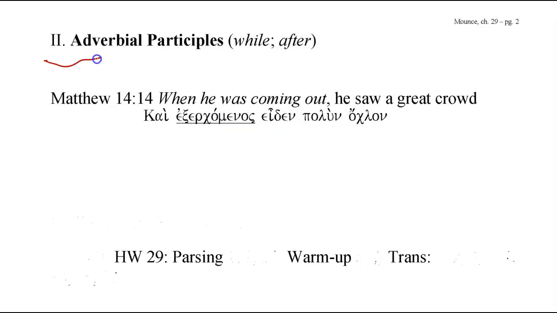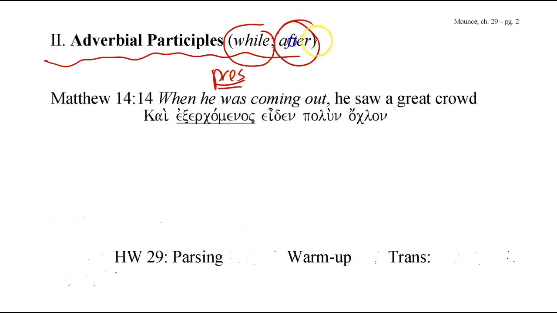We already went over the adverbial participles. All this is a friendly reminder that if it's a present, translate it as while. If it's an aorist, translate it with the clause using the conjunction after. And with that, we are done with both chapters 28 and 29.